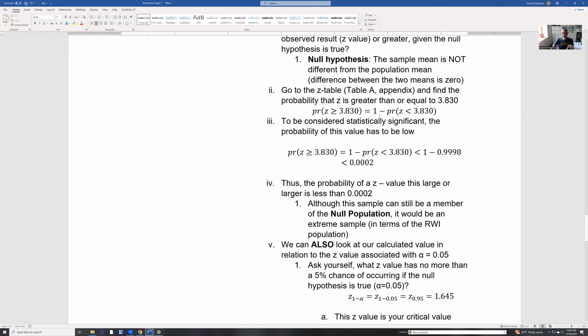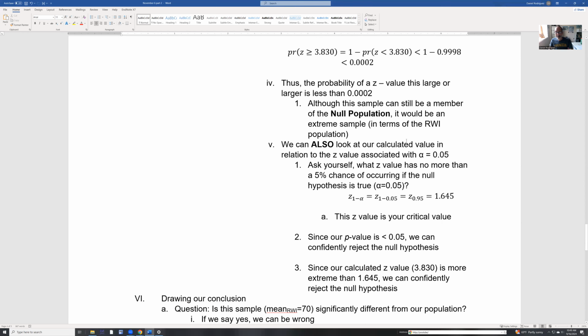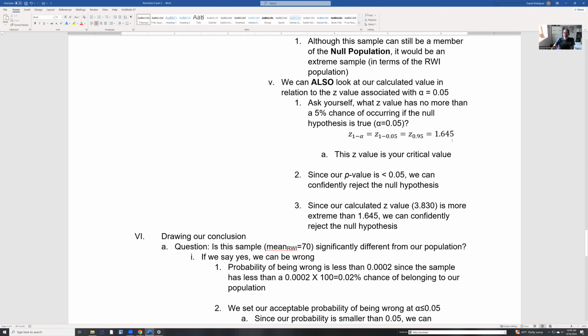All right, so I need you to study this and make sure you understand that there's plenty of examples in the textbook you can look at. So a probability of a z-value this large or larger, if the null hypothesis is true, is less than 0.0002. Okay. That's a pretty big difference.